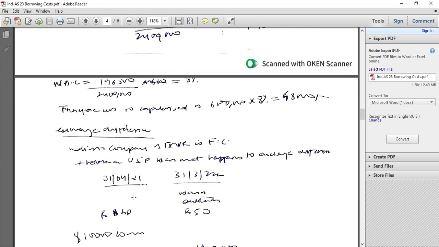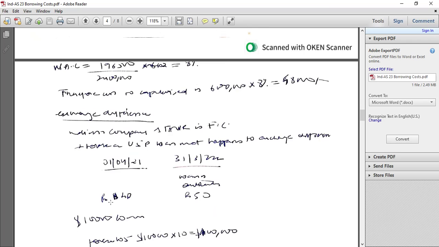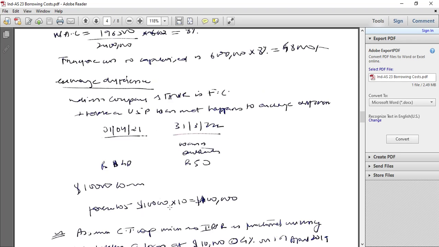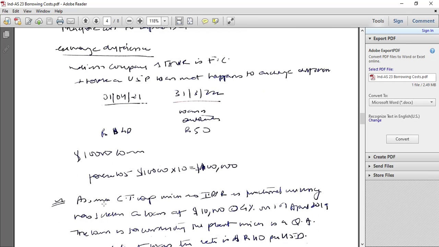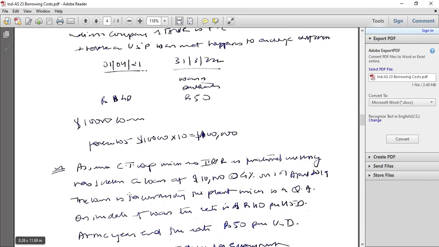Exchange difference: in case a company takes a foreign currency loan, the rate as on the date of loan is rupees 40, and the closing rate at the closing date is rupees 50. 10,000 into 10 would be the loss. That is 1 lakh. Assume City Corp has the functional currency of INR, and dollar 10,000 is taken at 4% rate.